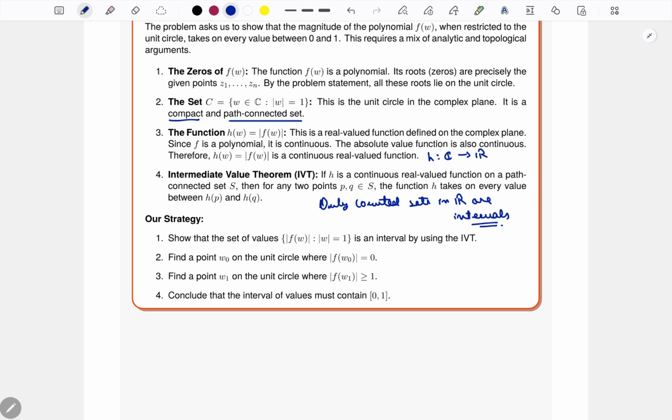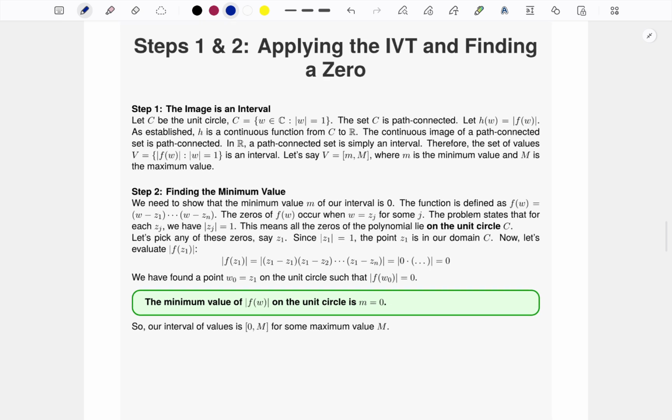Before moving on to the strategy, let us dive into the problem itself. The first thing to observe, which we have already discussed, is that the unit circle is a path connected set and h is a function from C to R, defined as h(w) equals mod of f(w). This is a continuous function. Therefore h of C should be an interval in R, because a continuous image of a connected set is connected and the only connected sets in R are intervals. Is it clear?